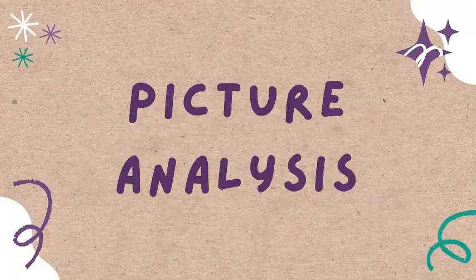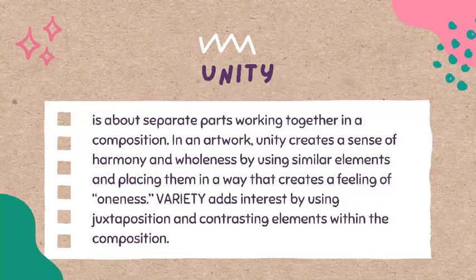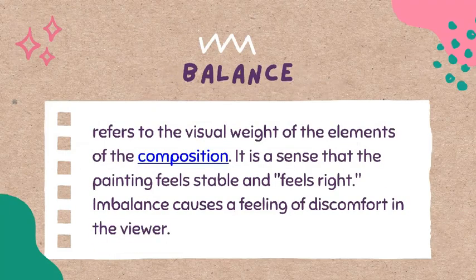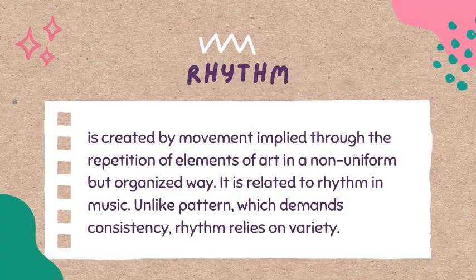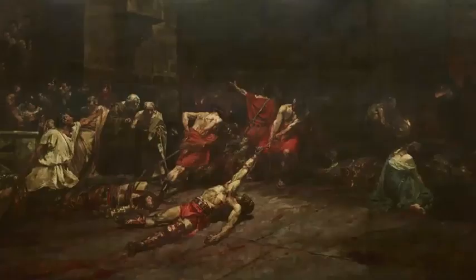Next, we have this one. We already discussed different principles of arts. We have pattern, unity, movement, variety, proportion, emphasis, balance, and rhythm. And next, I want you to analyze this picture. I'll give you time to analyze this one. If you know the answer, you may comment your answer in the comment box.